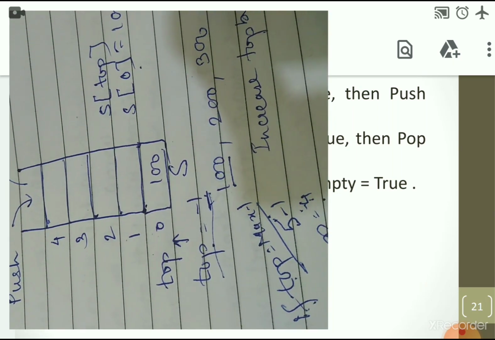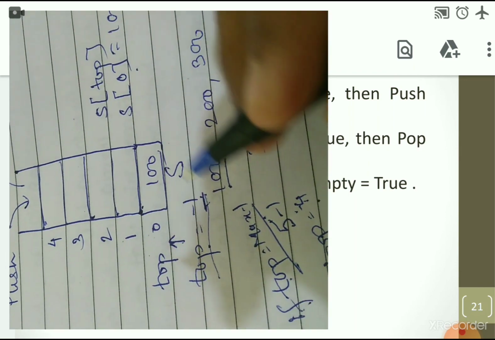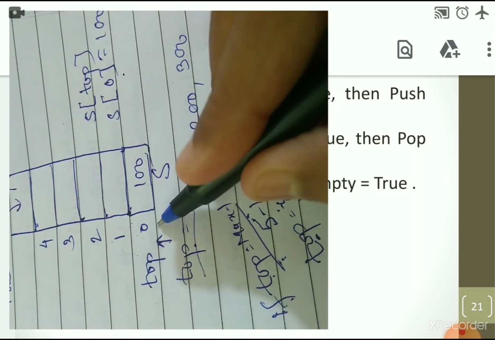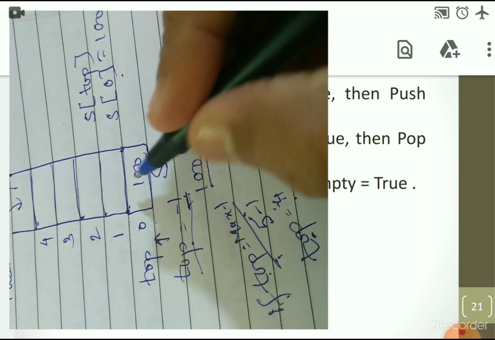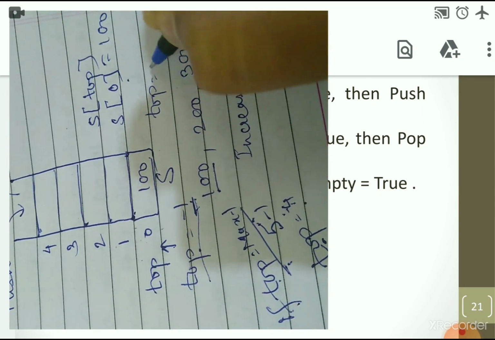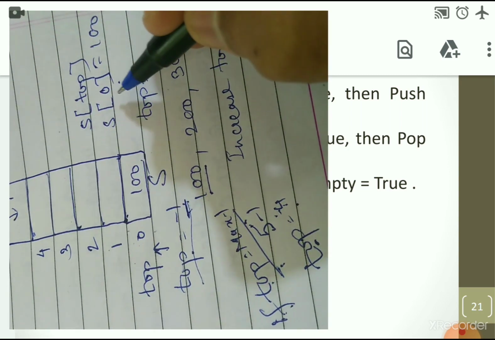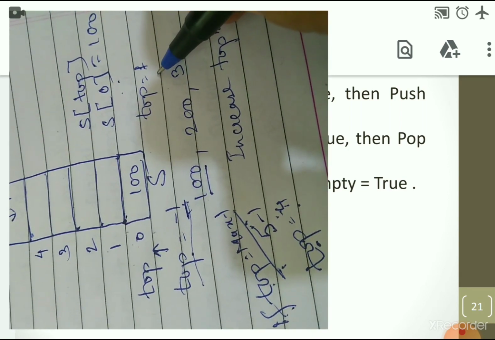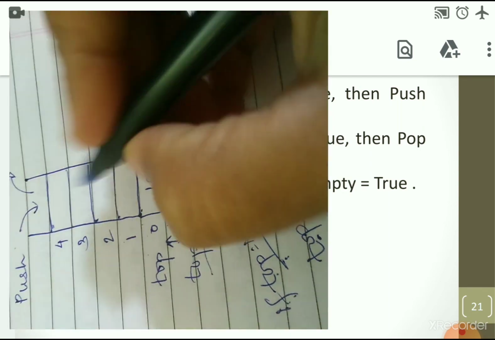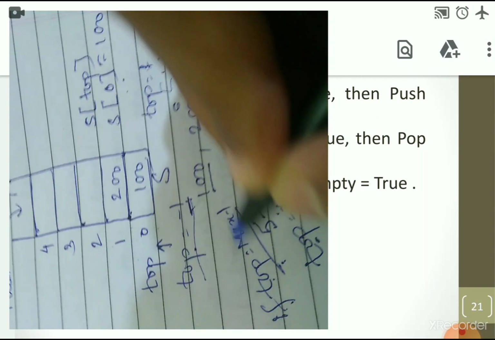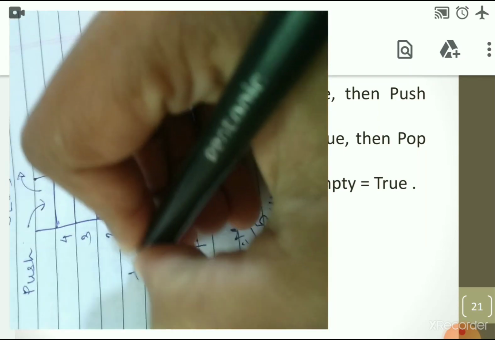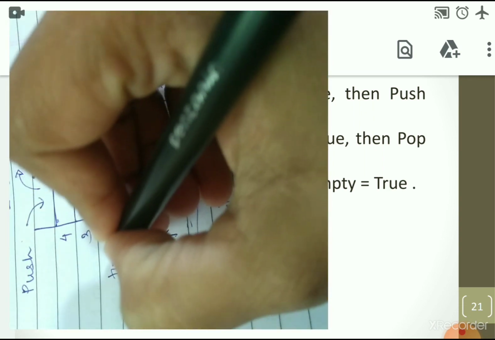Now again, whenever you want to insert an element, you have to check if top equal to max - 1. No, it is not, because it is 0. So we have to increase the top by 1. One more element you have to insert. Top is 0, we have to increase it by 1. So top is equal to 0 plus 1, it is 1. So at S of top we have to add 200. I will add it here. Again for 300. So top gets increased from 0, then it is 1, then top is equal to 2.